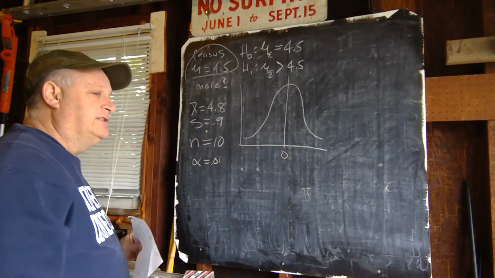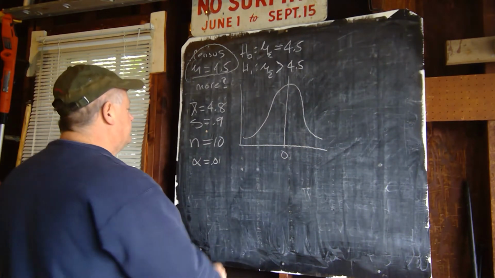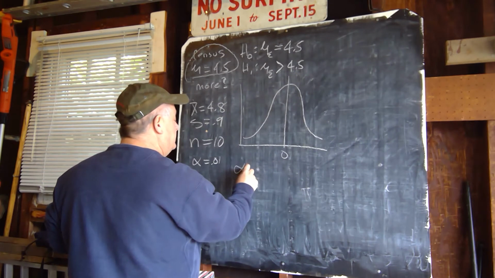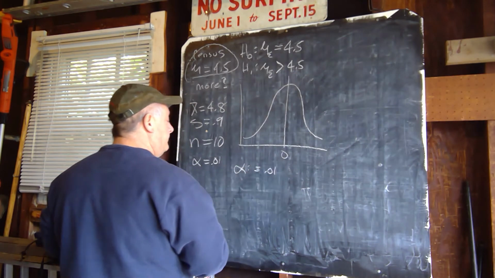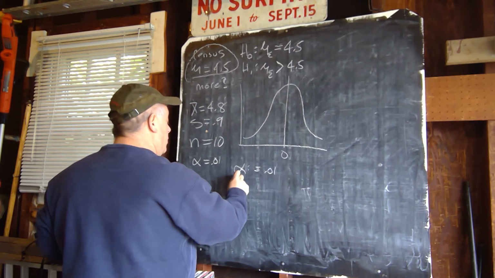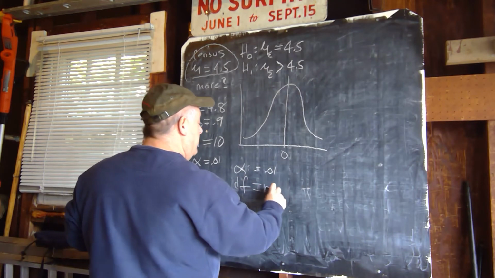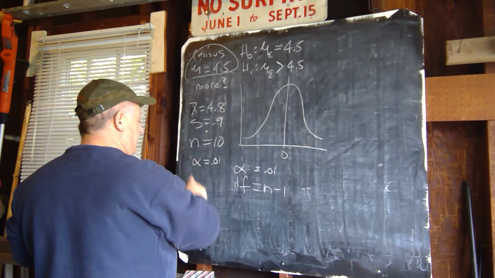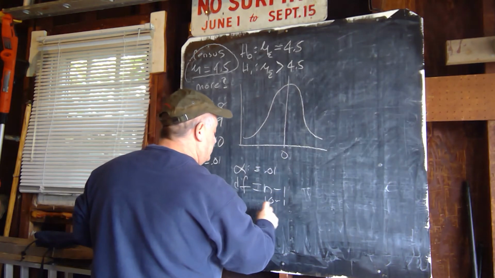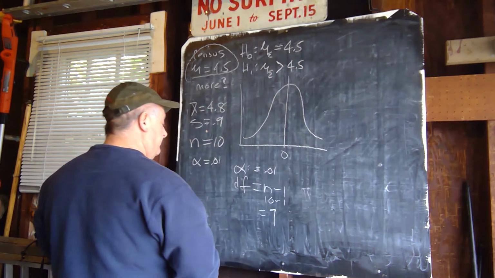So for a t-test, what do we need to know to do the rejection region? We need to know the level of significance. Here it's 0.01. We need to know the degrees of freedom. Degrees of freedom for a t-test are n minus 1. We had 10 families here. 10 minus 1 is 9 degrees of freedom.